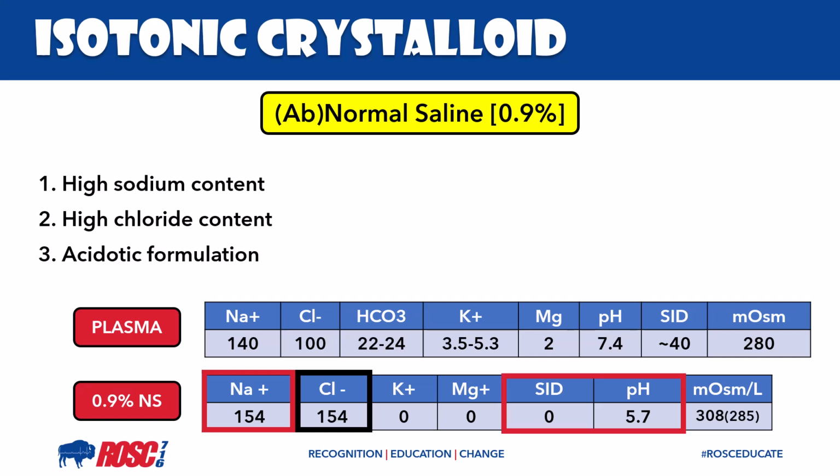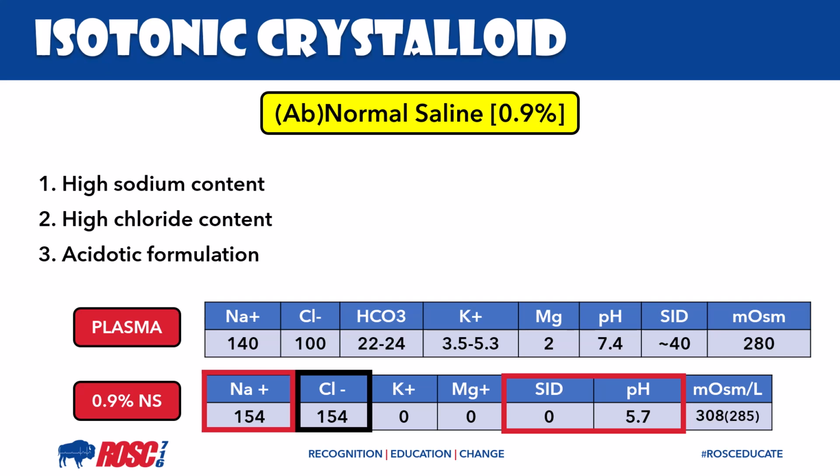Next, 0.9% saline is an acidotic formulation, so the pH right out of the bag is 5.7. And while I don't want to turn this into an acid-base lecture, the strong ion difference is 0 compared to 40 of human plasma. Strong ion difference is the difference between the strong cations and strong anions. To make things simple, 0 is less than 40. There is a magic break level of about 24. So either way, 0.9% saline is less than 40. It's less than 24. So this is an acidotic formulation.